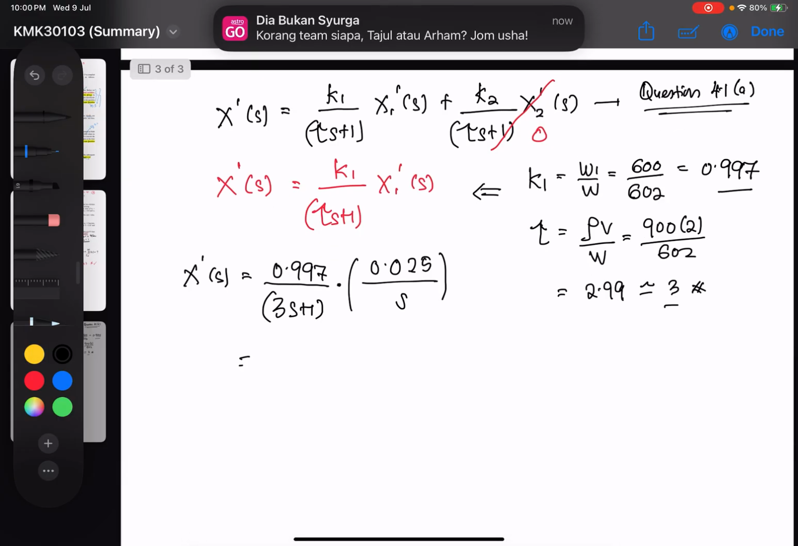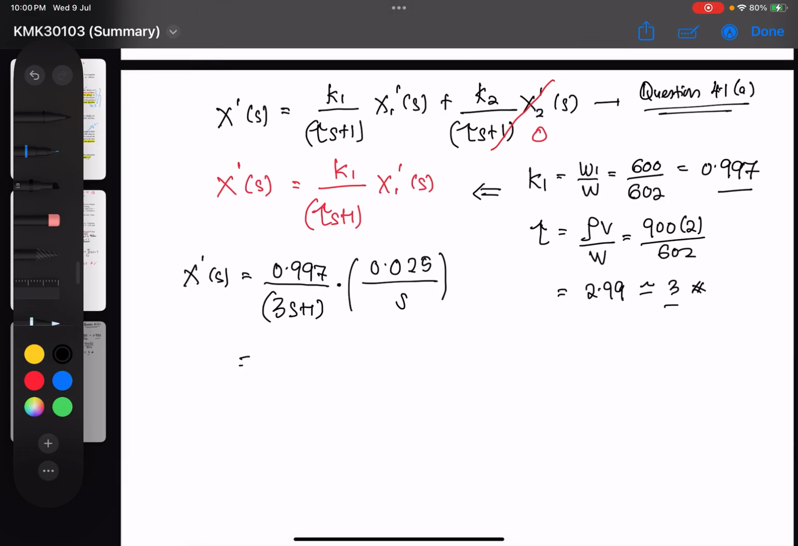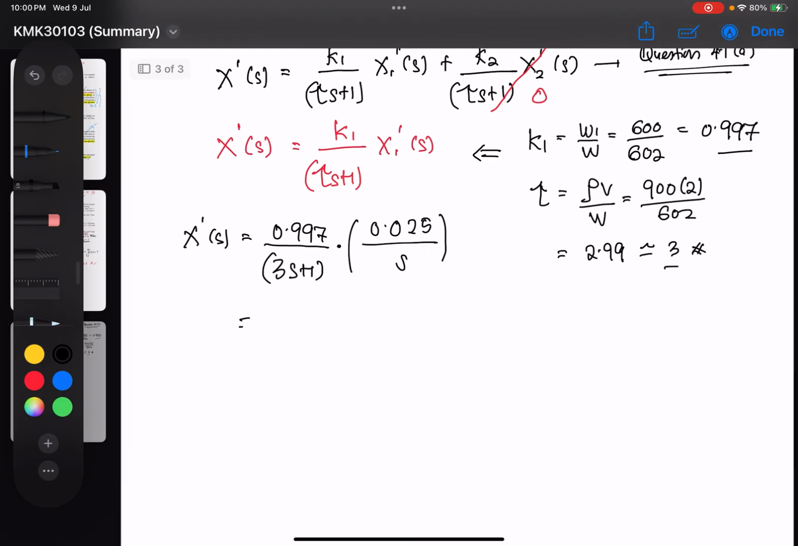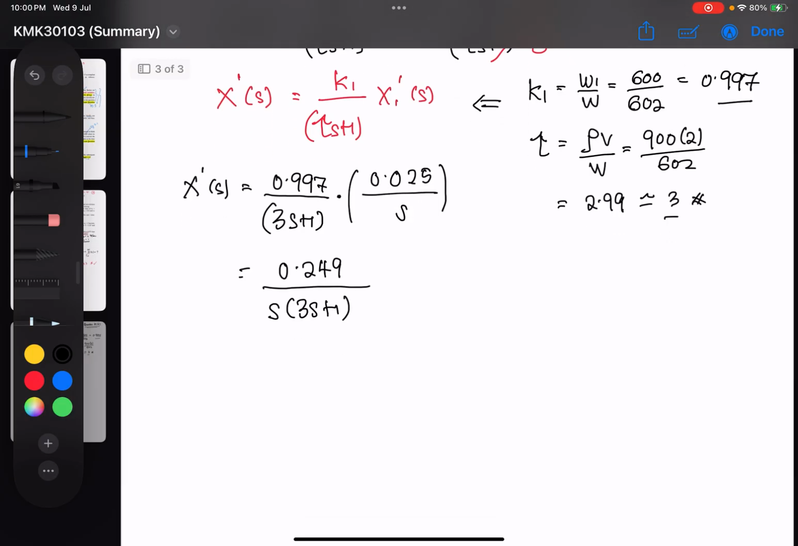So now I'm going to multiply these two. Multiplying these two, 0.997 multiplied by 0.025, I'm going to get 0.249 divided by s(3s plus 1). So this one should be straightforward to solve.